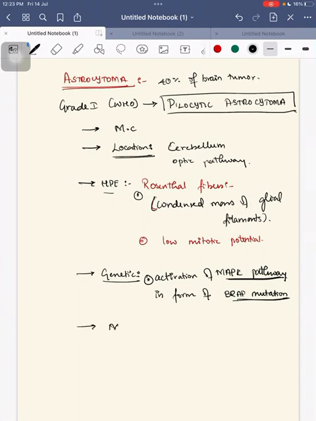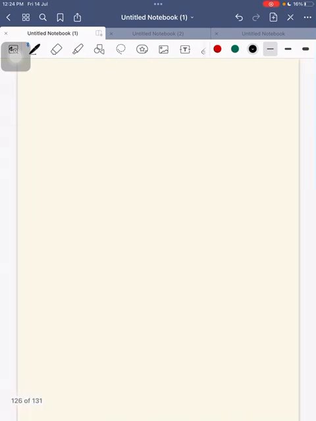Okay. What are its MRI findings? There will be a contrast enhancing nodule within the cyst. So these are the features of pilocytic astrocytoma. This is grade 1. Next is grade 2.